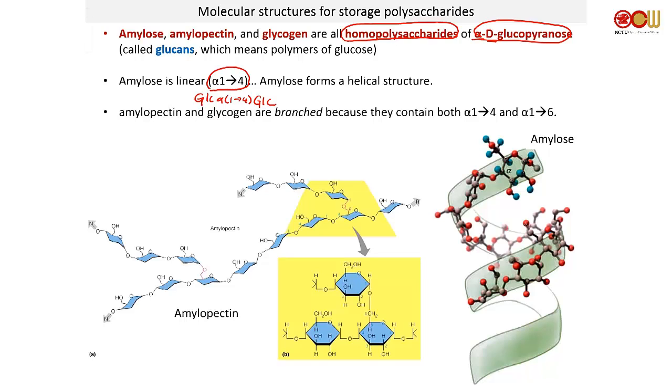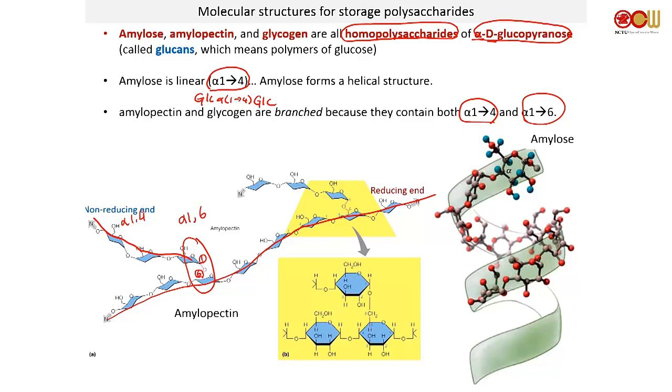Amylopectin and glycogen, on the other hand, are branched, and glycogen is highly branched because they contain both alpha 1,4 and alpha 1,6 linkages. Alpha 1,4 gives you the chain; it's linear. And anytime you have an alpha 1,6, so right here, this one is 1 and this one is 6, you have a branch. From here, you can have another alpha 1,4 chain. So the polymerization, the chain, for amylopectin and glycogen is always alpha 1,4. But whenever you have an alpha 1,6 linkage, you start having branching.